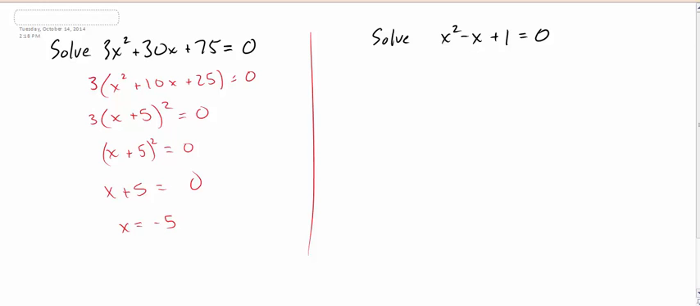Second solution, second equation. I'm looking at this one. It's not factorable. Completing the square wouldn't be nice because it's an odd number in front of the x. I'm going to use the quadratic formula. You may have made a different decision than I, and that's okay.